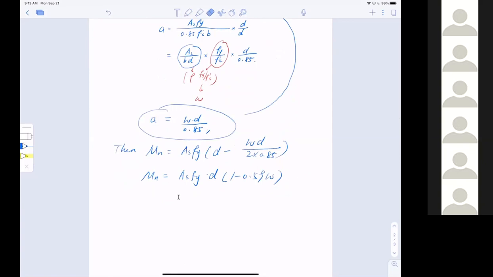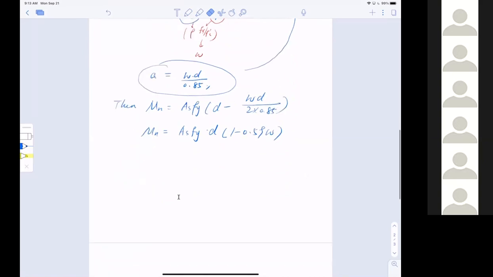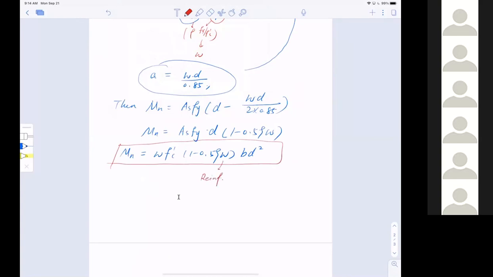Okay, and that's what I have here. So this is not looking good still. I'm going to make a further manipulation. Save you the hassle of going through it, eventually we'll get an equation like this: omega F prime C, 1 minus 0.59 omega, and B D squared. So now we obtain a nominal moment capacity in terms of the reinforcement index.